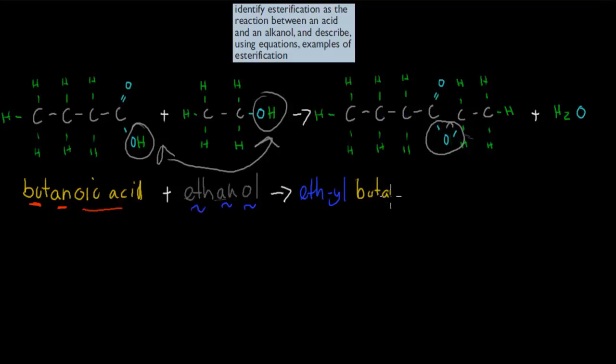We still have the an part. And then what happens is it's not oic acid anymore. It's butanoate. So the actual ester, this is the name of the ester. It's ethyl butanoate. This is the ester, which was formed when the 2 joined together. And then we also have this water molecule condensating out, so it's ethyl butanoate plus water.